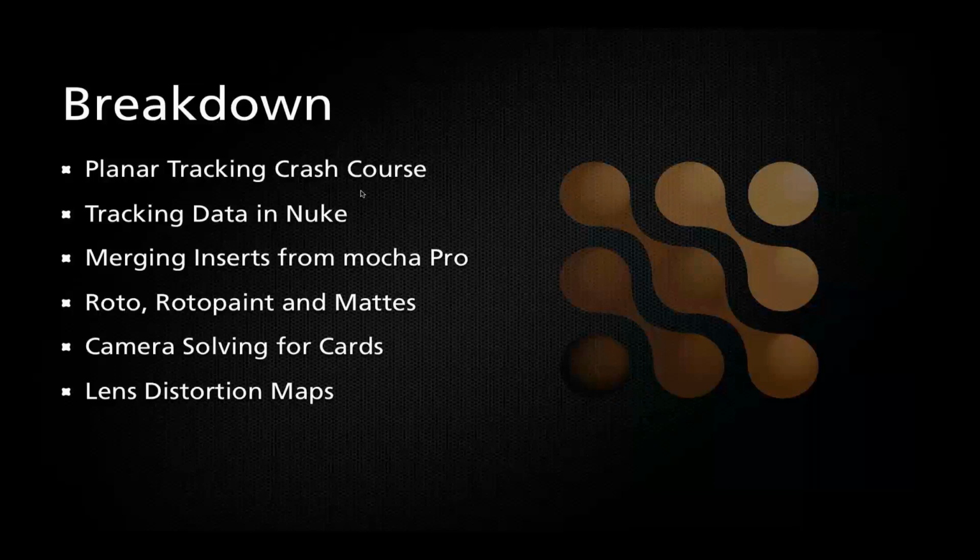This is going to be sort of a combined project where we're going to go through the Roto node, we'll talk a little bit about the Roto Paint node and matte rendering, and combine that with a camera solve for a card replacement in a set extension. And then finally we'll go through using lens distortion in Mocha and exporting those to STMap nodes.